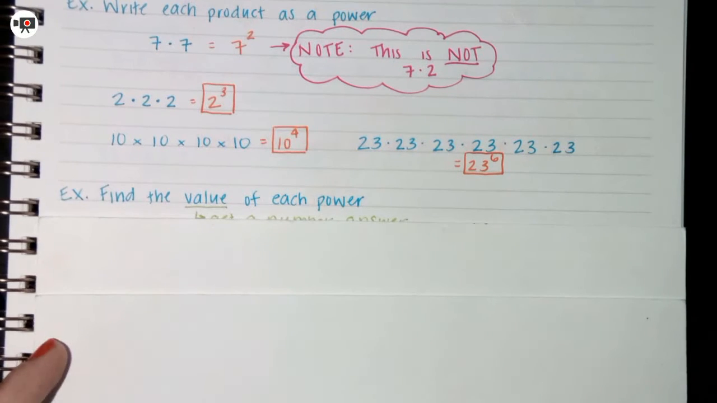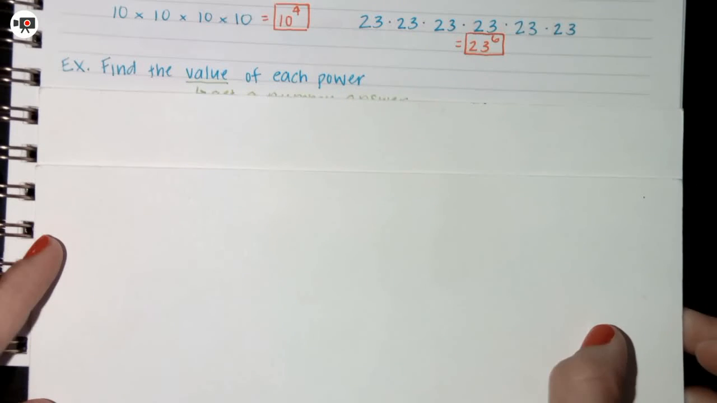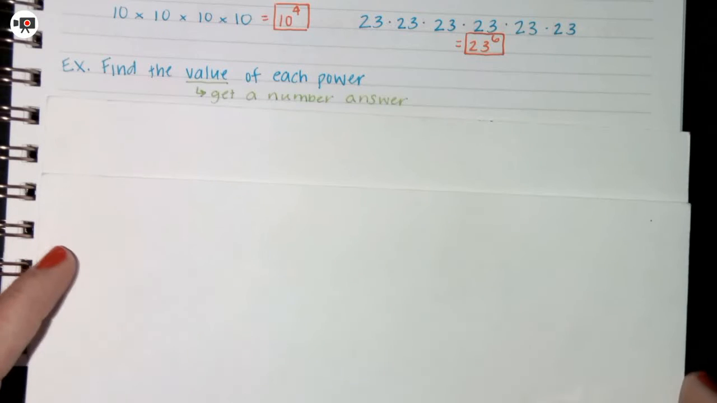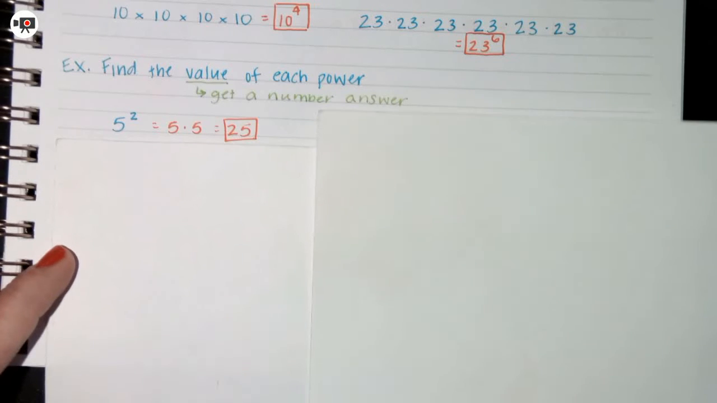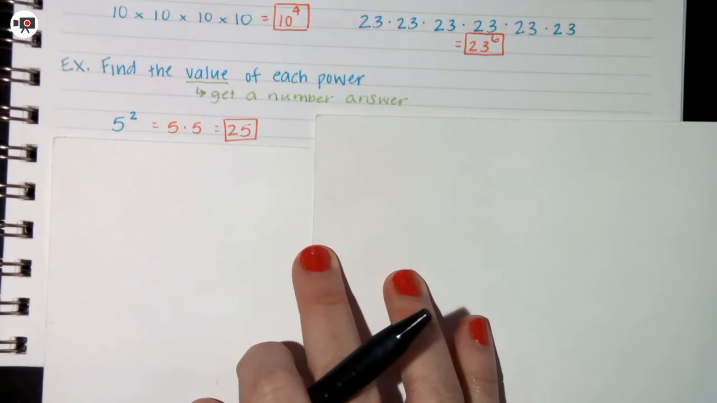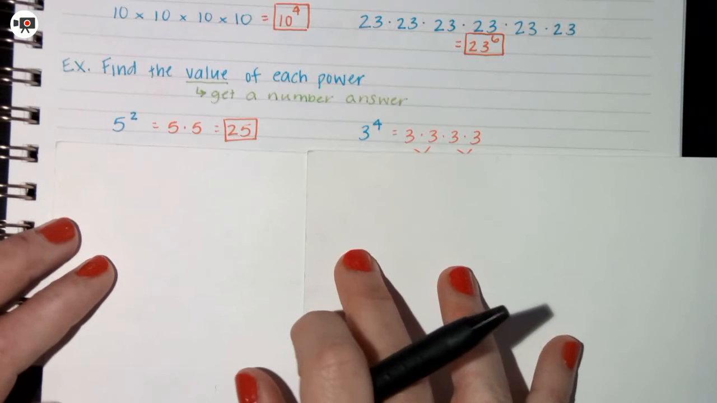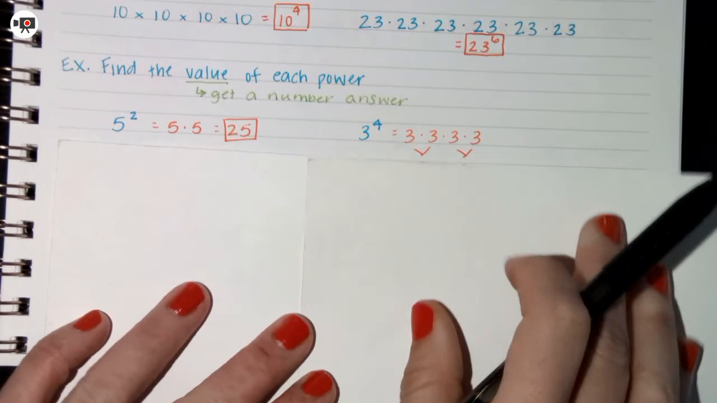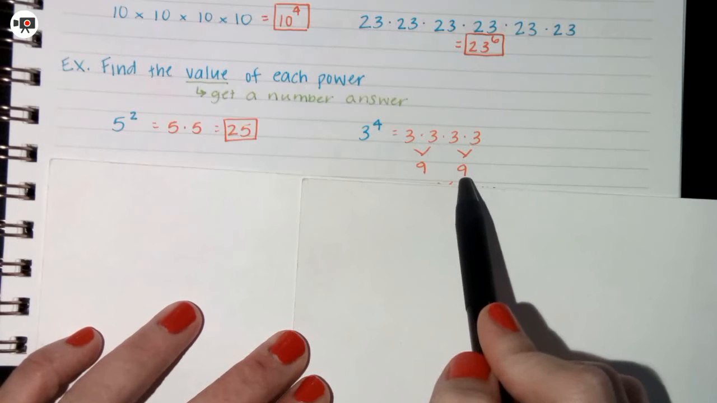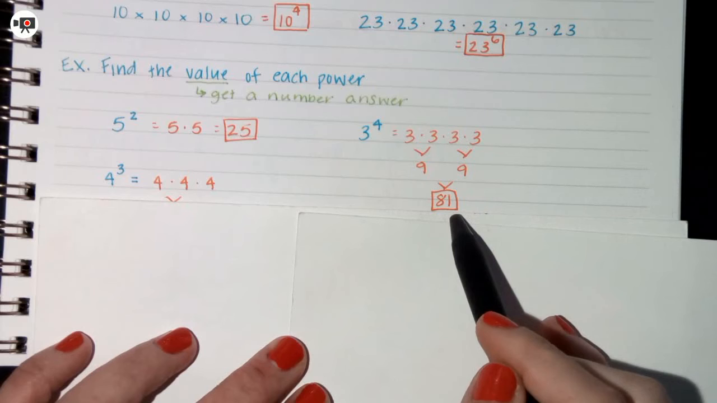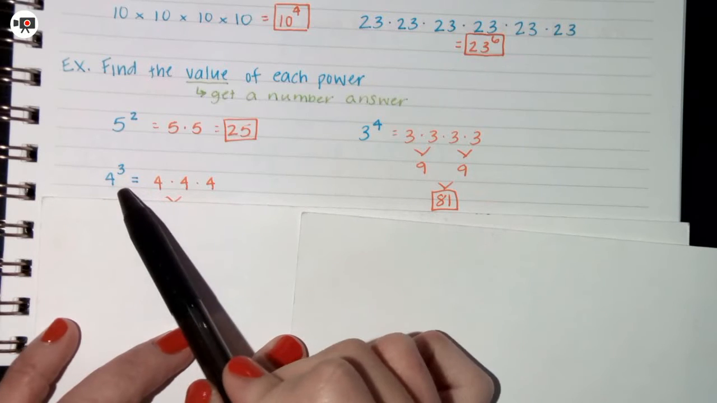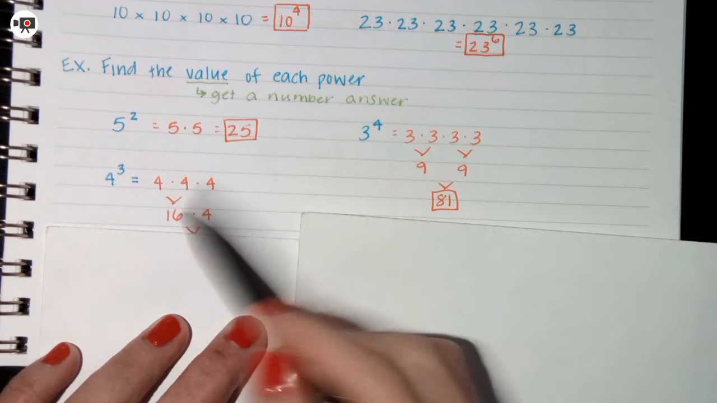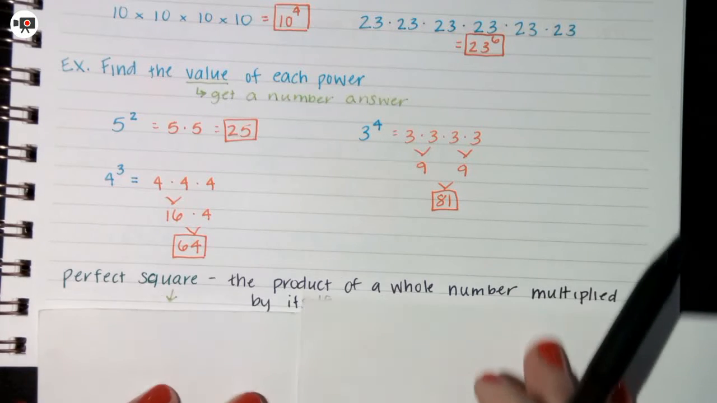Now we're going to find the value of each power. So that means we're going to find a number answer. We are going to find the product of the powers. So for 5 squared, that is 5 times 5, which is 25. And 3 to the fourth is 3 times 3 times 3 times 3. 3 times 3 is 9, and we have another 3 times 3, which is 9, and 9 times 9 is 81. For 4 to the third, 4 times 4 times 4. 4 times 4 is 16, and 16 times 4 is 64.